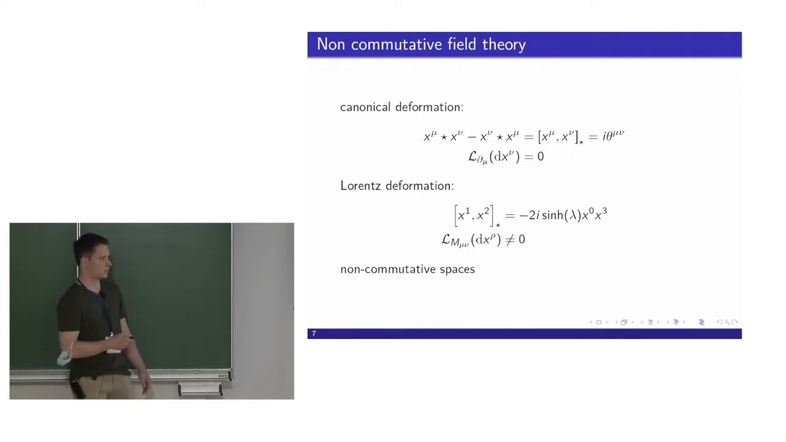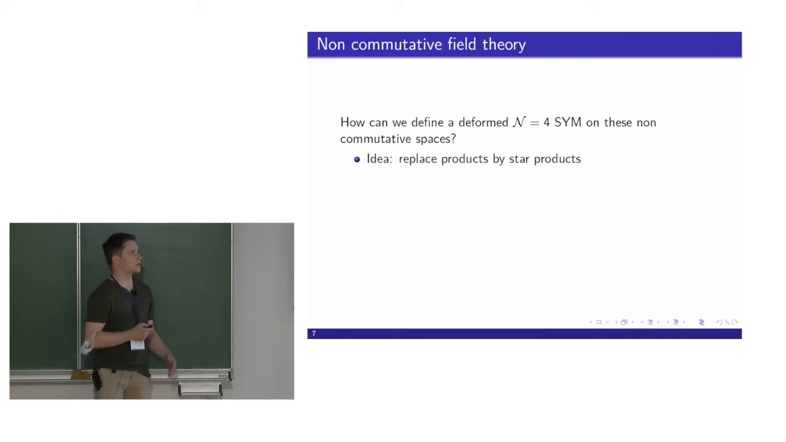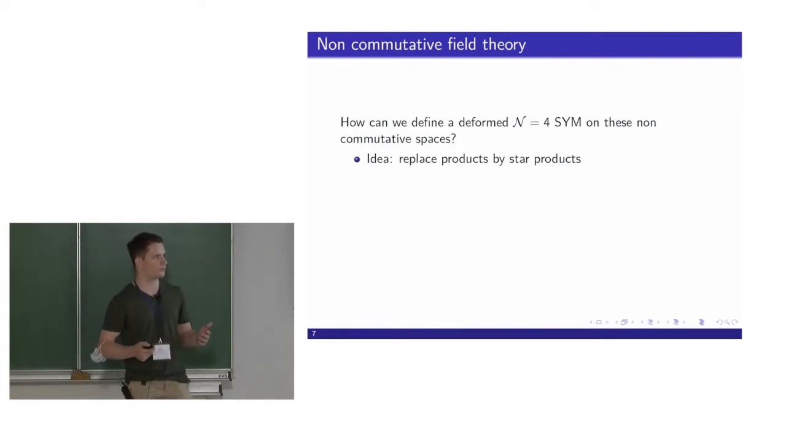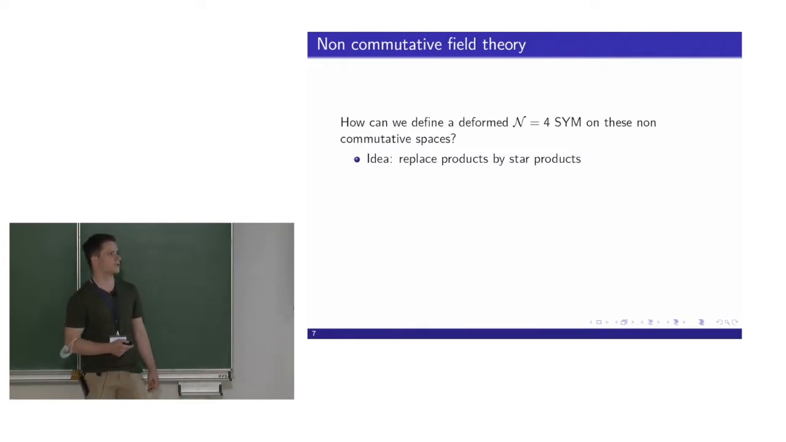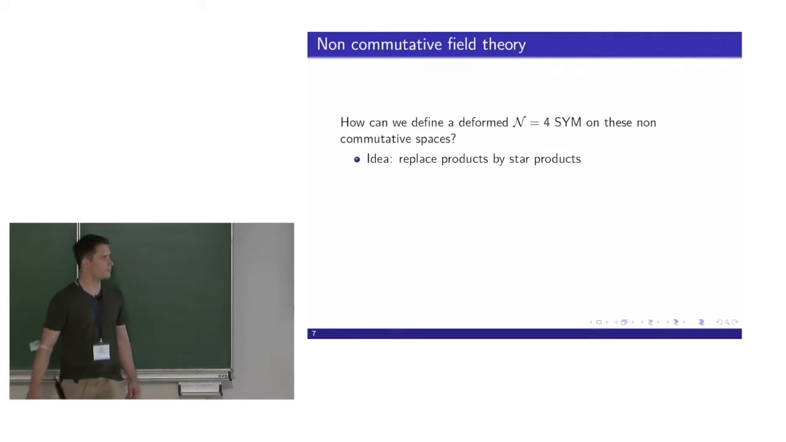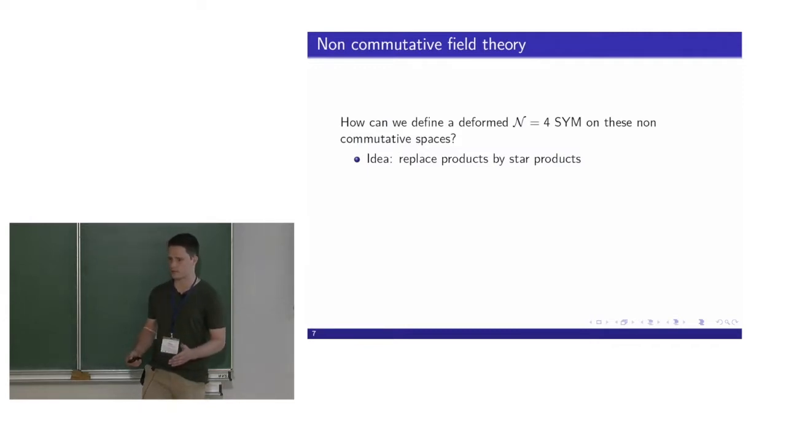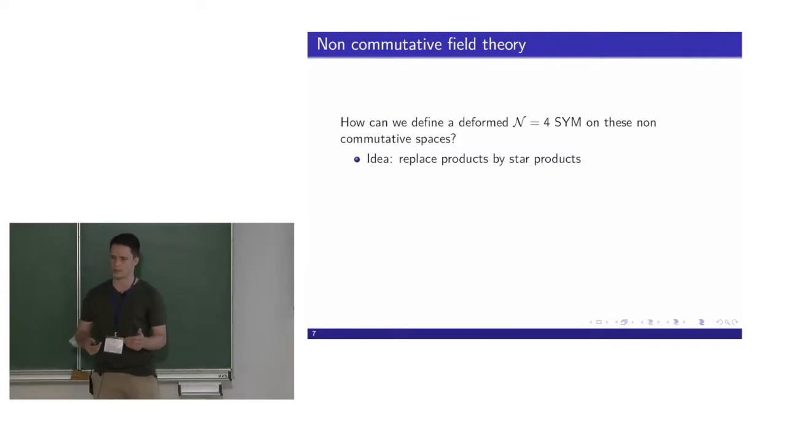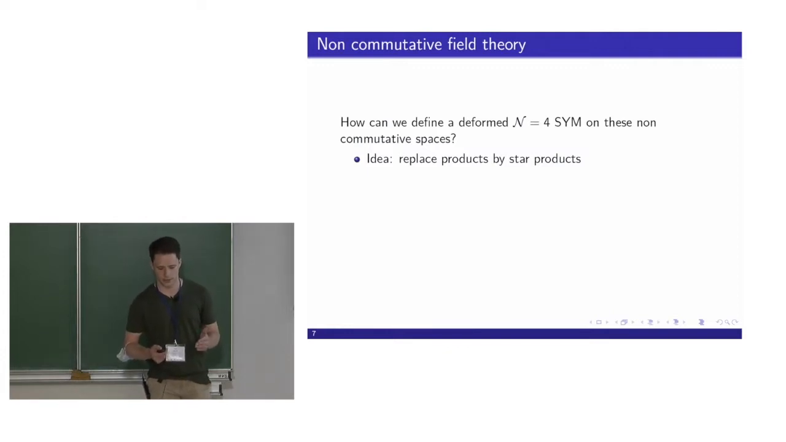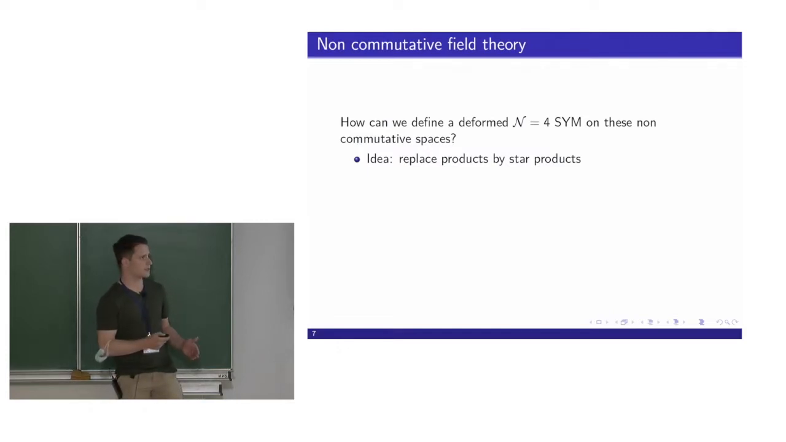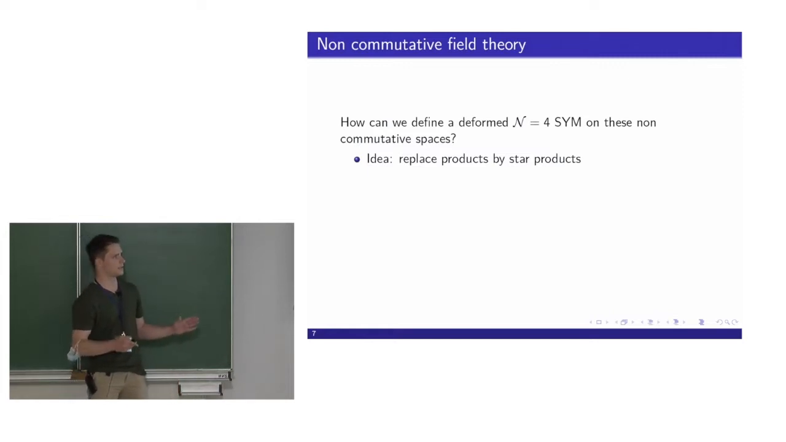So now we have these non-commutative spaces. The question is, of course, how we can now define a deformed version of a given theory on these non-commutative spaces, and especially for this n equals 4 super Yang-Mills that we are interested in. And the idea is basically to replace products by star products. This is because we want to have structures that respect the twisted Hopf algebra structure instead of the usual Hopf algebra structures. And this is always obtained via these star products. So this is the overall idea.